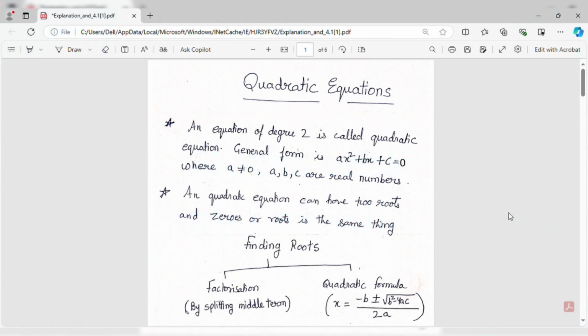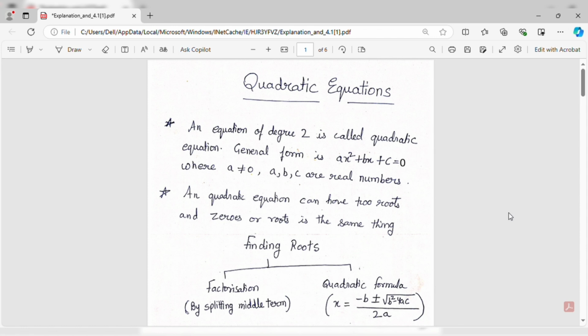Today we will learn how to solve quadratic equations, NCERT chapter 4, class 10. So what is a quadratic equation? Any equation of degree 2 is a quadratic equation and its general form is ax square plus bx plus c equal to 0, where a is not equal to 0 and a, b, c are real numbers.